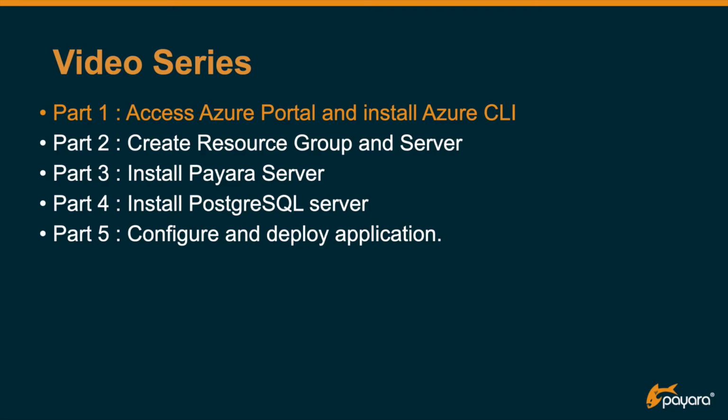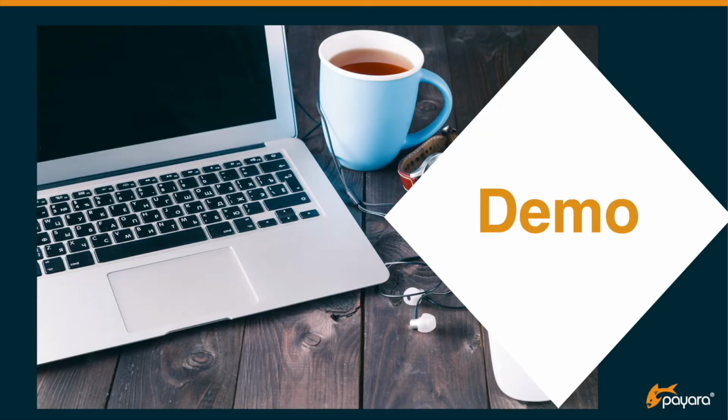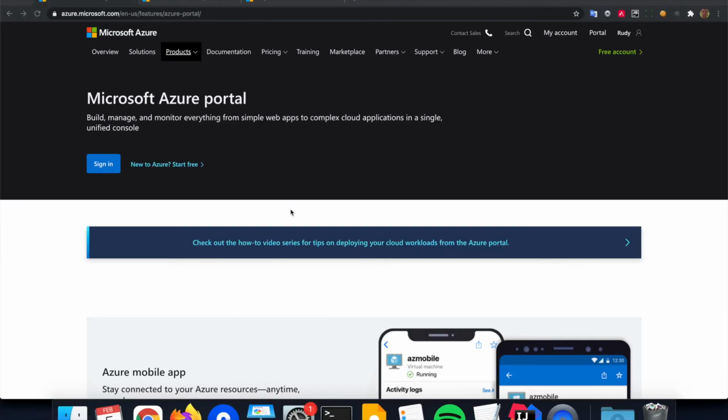So today we start by creating the Azure portal account and install the Azure command line tool so that you can access the environment. So let's switch to the browser to access the Azure portal. The first thing that we need to do is, of course, create an account on the Azure portal.